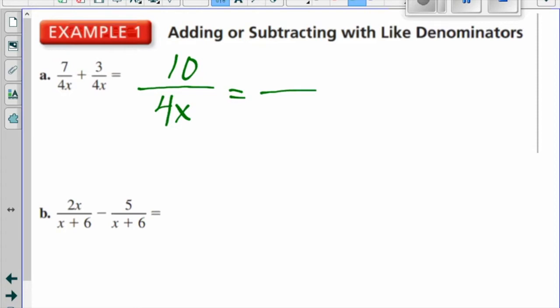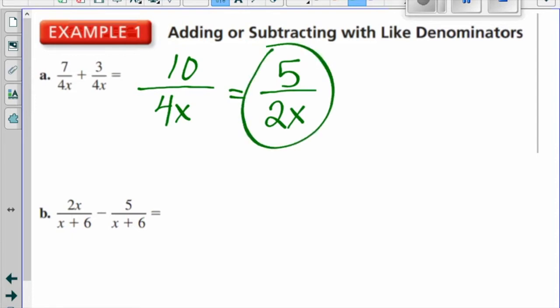5/2x. Because 10/4x do have a common factor, and if there is a common factor, we need to reduce it. 10/4 is the same as 5/2. They have a common factor of 2, so we can reduce it. And that is it. Now, we wouldn't put any restrictions for this here, because the only restriction is when x is, but it's still listed, so we don't have to list the restrictions for this here. Okay, let's look at the next one.